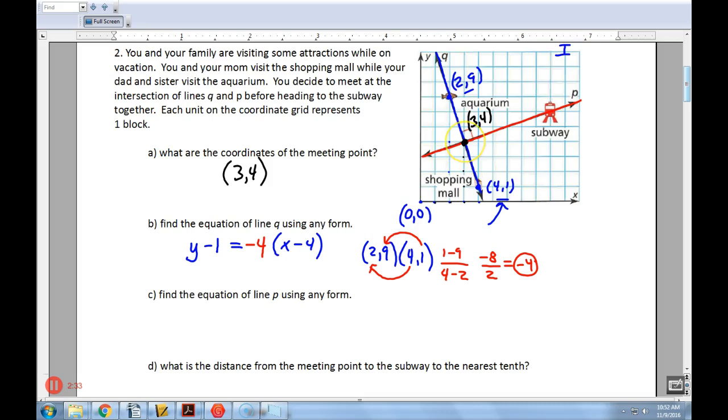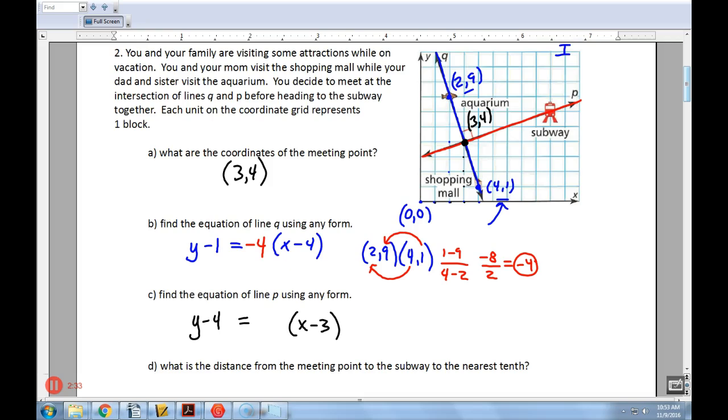I have 3, 4 is definitely on line P. So y minus the y coordinate and x minus the x coordinate. And for slope, I'm going to use this point, and I have to find another point.